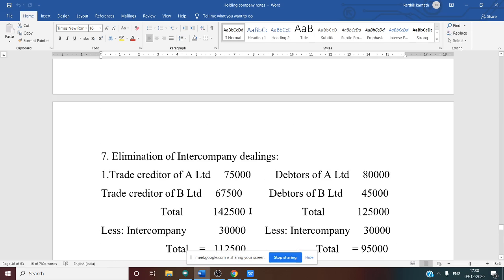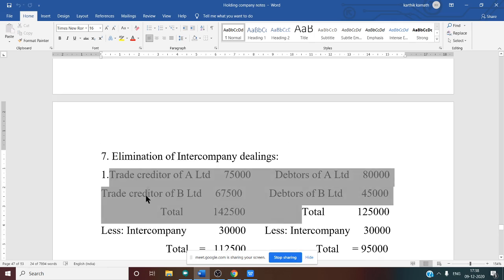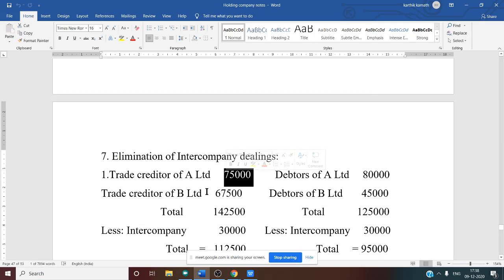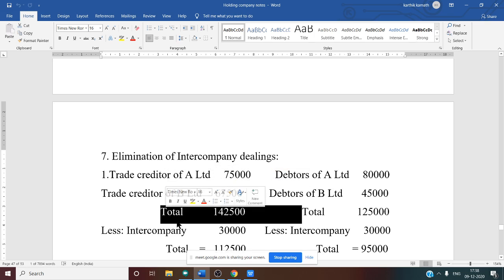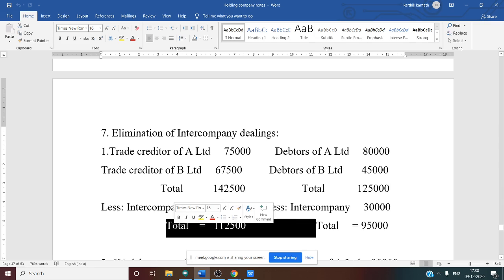So now the first thing we have to do here, we want total creditor. Total creditor is given in the balance sheet. Creditor of A Limited 75,000, creditor of B Limited 67,500, combined or total creditor is 1,42,500. From that you deduct intercompany, that is from the adjustment, 30,000. You will get the final creditor that you have to show in the consolidated balance sheet as 1,12,500. This is the final creditor.